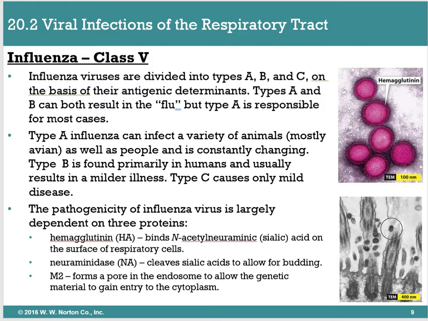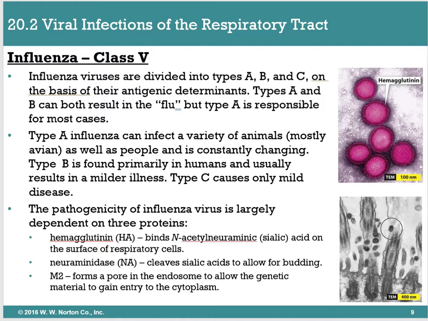Type A influenza can infect various animals. It's primarily found in avian, but it can also cross species, just like it can cross into us. And type A is constantly changing. Whereas type B is predominantly found only in humans, and this one will result in a minor illness. And then type C causes only minor disease. So none of these are actually really nasty in general. But when they become nasty is whenever they mutate.